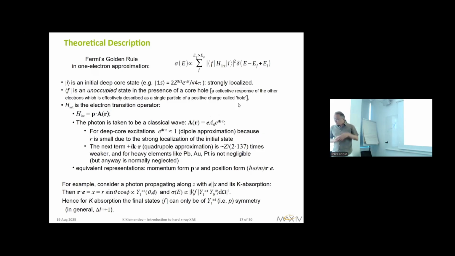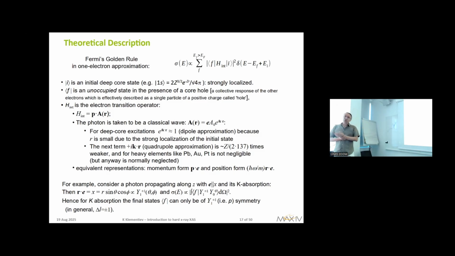The theoretical description of this process of photoabsorption always starts with the so-called Fermi's golden rule. It describes the photoabsorption cross section as a function of energy, as a sum of this squared matrix element, and the sum goes over the final states F. In this matrix element, this is an interaction operator that acts on the initial state I, between I and final state F, and the delta function stands for energy conservation.